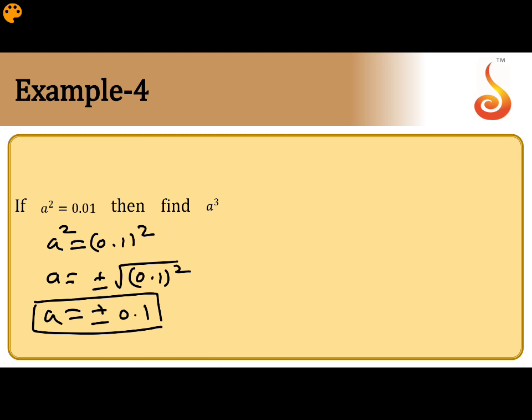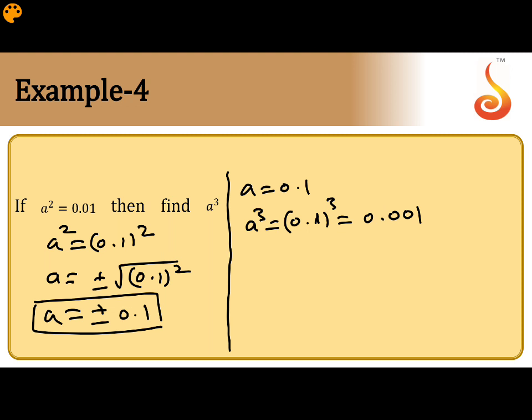So now our job is to find a cube. We're getting two cases. When a is the positive value 0.1, then a cube is 0.1 whole cube. That is nothing but 0.001. So 0.01 is 0.1 whole square. If the power increases by 1, the zeros increase by one. So 0.1 whole square gives 0.01, and 0.1 whole cube means you can increase one more 0. That is the value of 0.1 whole cube.